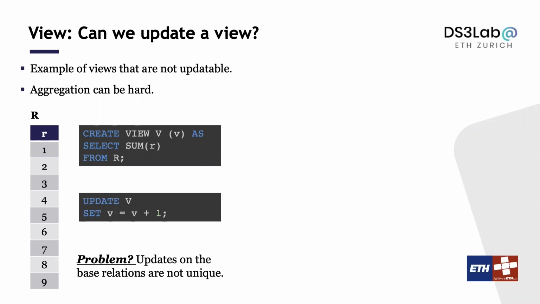In this case, there are so many different ways you can update your base relation. You can turn your 1 to 2, you're going to be fine. You can turn your 2 to 3, 3 to 4, or you can turn 1 to 0.5, 2 to 2. You can turn 1 to 1.5, 2 to 2.5, and you are going to be fine. So there are so many different ways you can update your base relation to reflect the change you want on the view, and that causes a problem. This is another example of a view that's not updatable.